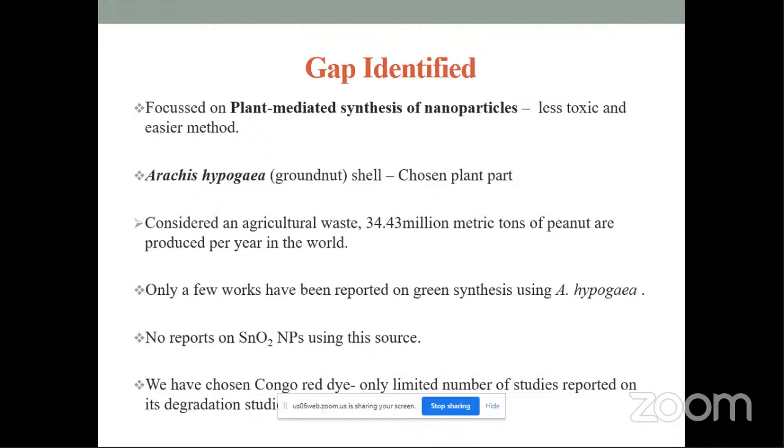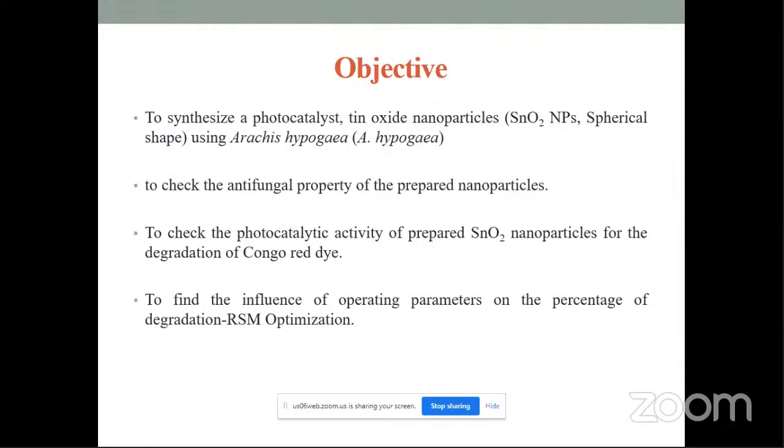For example, take the groundnut: it is grown across the entire world, 34.43 billion metric tons every year. But what happens is that we produce a lot of agricultural waste. In India, we produce a lot of agricultural waste. So the objective of my talk is to synthesize tin oxide nanoparticles as a photocatalyst using Arachis hypogaea, the peanut or groundnut, to check the antifungal property and the photocatalytic activity, and also to find out the influence of operating parameters for RSM optimization.